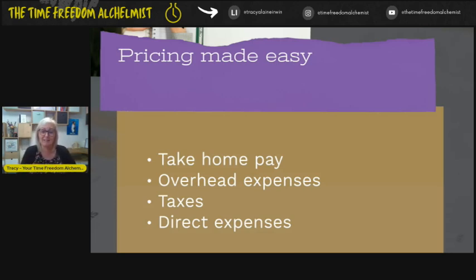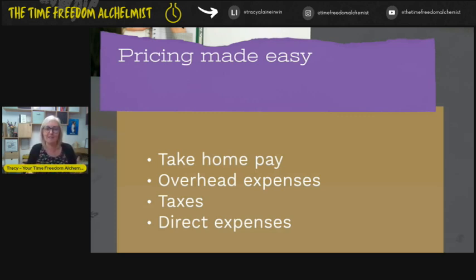So your take-home pay is how much you want to take out of your business, usually pre-tax. So you've got to make that much profit to be able to take it out of your business. Your overhead expenses are the day-to-day costs of running your business, not the expenses of looking after a client. So it's things like your accountancy fees, your rent, your electricity. Vehicle cost is one, but it would depend on what your business is.